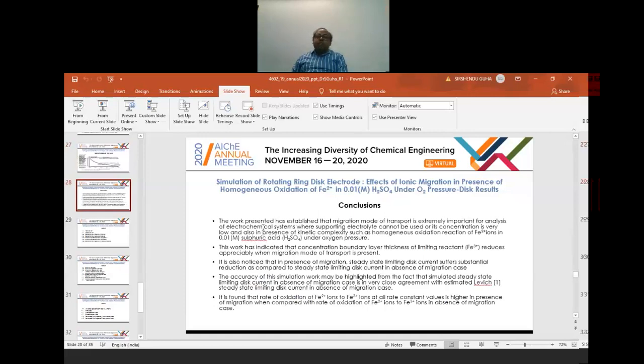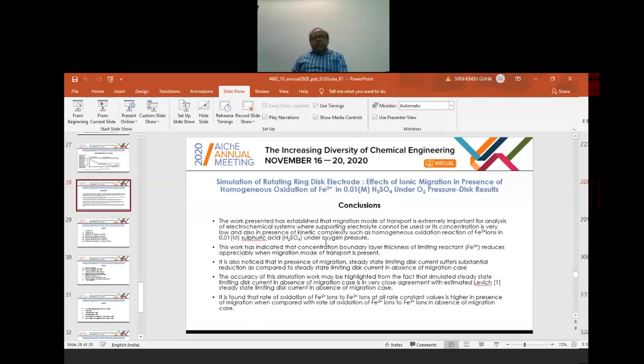The work presented has established that the migration mode of transport is extremely important for analysis of electrochemical systems where supporting electrolyte cannot be used or its concentration is very low, and also in presence of kinetic complexities such as homogeneous oxidation reaction of ferrous ion in 0.01 molar sulfuric acid under oxygen. This work has indicated that the concentration boundary layer thickness of the limiting reactant ferric reduces appreciably when the migration mode of transport is present. That is available in those slides. It is also noticed that in presence of migration, the steady-state limiting current suffers substantial reduction as compared to the steady-state limiting current in absence of migration.